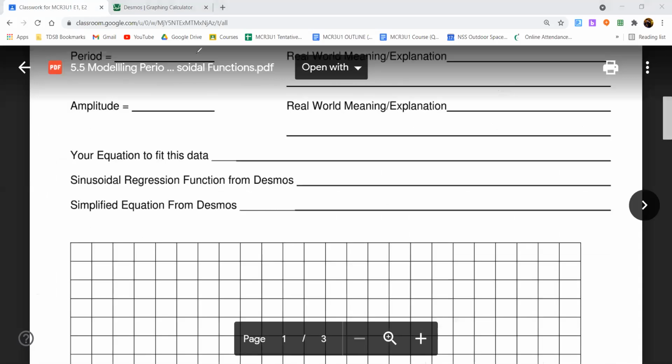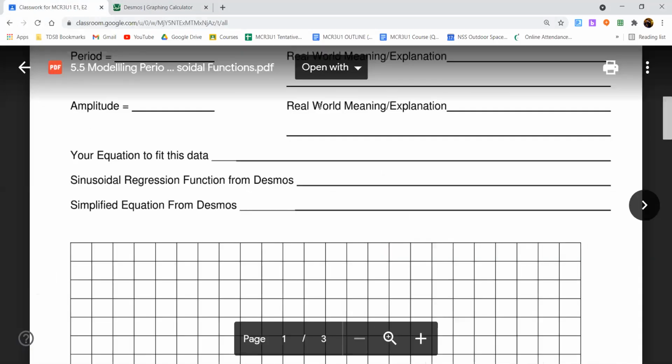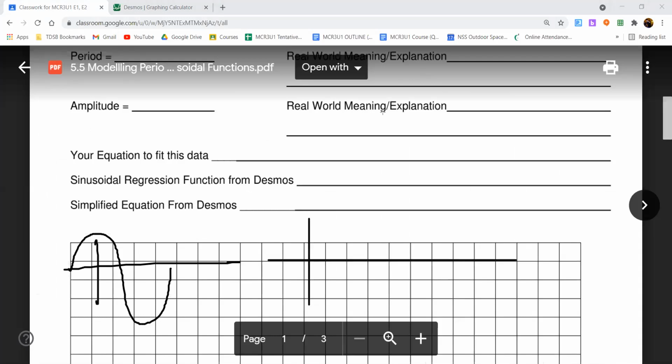I'll give you a clue. Notice that my tide starts at a maximum. So I could use a sine curve and then I could shift it over so that we begin at a maximum. What I could also do is use a curve that already begins at a maximum. So it's up to you. All I ask for is a sinusoidal curve, so you can use a sine function or the cos function as your parent function.